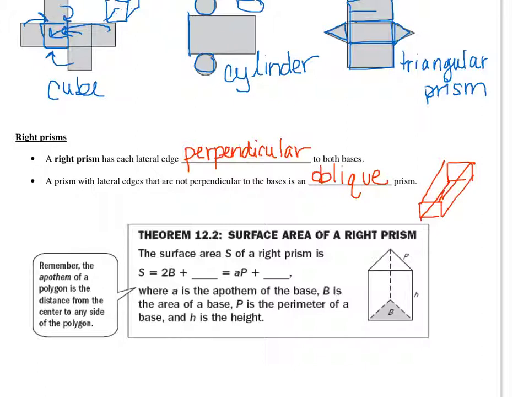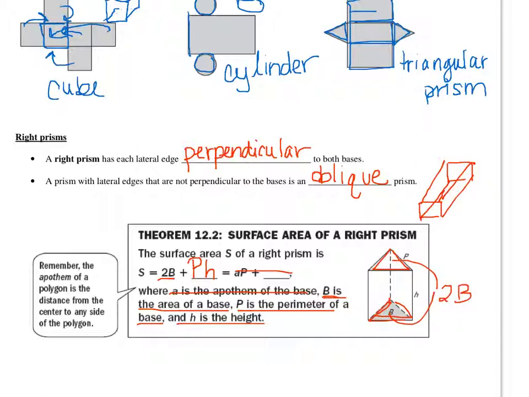So theorem 12.12, the surface area of a right prism: the surface area S of a right prism is S equals 2B plus capital P times H. And we're not going to do this one right here. So we're not going to worry about our apothem. But B is the area of the base, and P is the perimeter of the base, and then H is the height. Which makes sense, 2 times B, because I've got two bases right here. So that's my 2B right there.